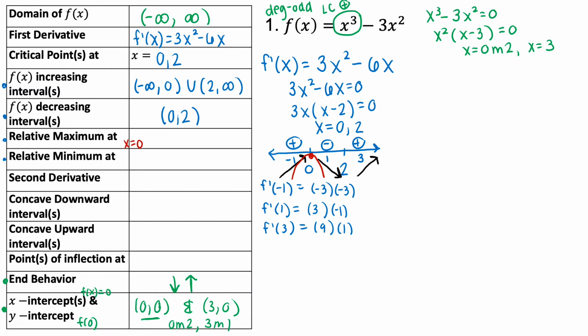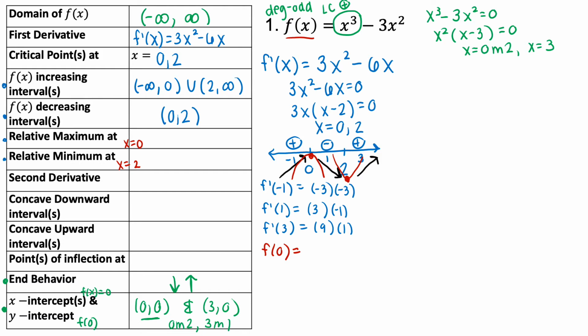And because we change from decreasing to increasing, we have a relative minimum where x equals 2. Remember, we want to give our relative extrema as a point because that's going to be most helpful to us when we go to sketch our graph. So we want to actually plug both of those x values back into our original function. So let's look at f of 0.